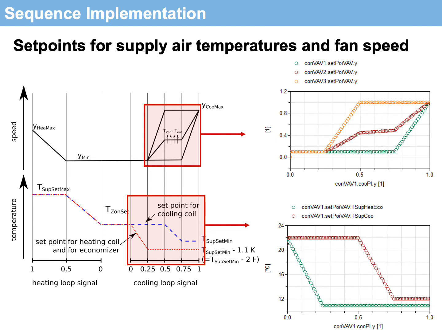If I just show some verification here, we see in the upper right, for a couple of different scenarios of inside and outside air temperatures, plotting the cooling loop signal on the x-axis and the fan speed on the y-axis, the sequence implementation is able to reproduce the sequence intent that you see on the left. And on the bottom right, we see something similar where we plot the cooling coil supplier temperature set point as well as the heating / economizer supplier temperature set point as a function of cooling loop signal, and again we are able to reproduce the intent of the sequence that you see on the left.